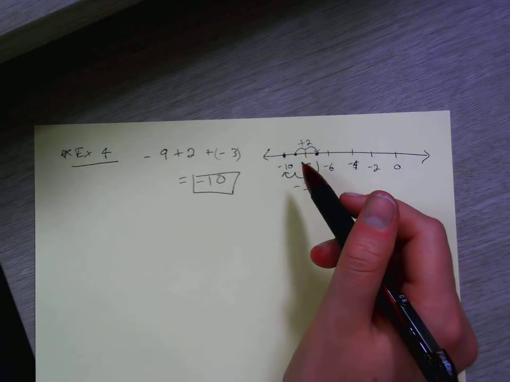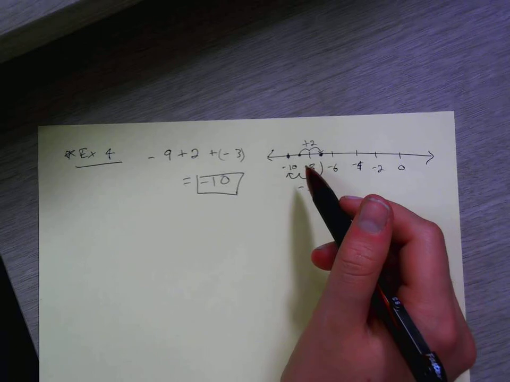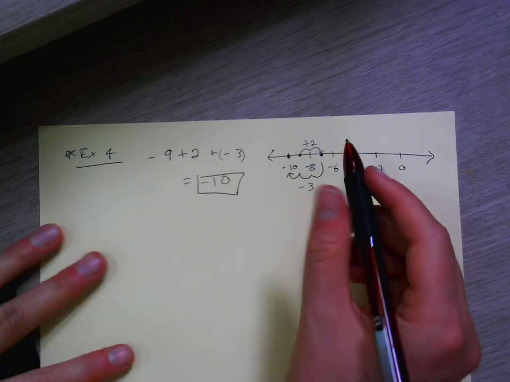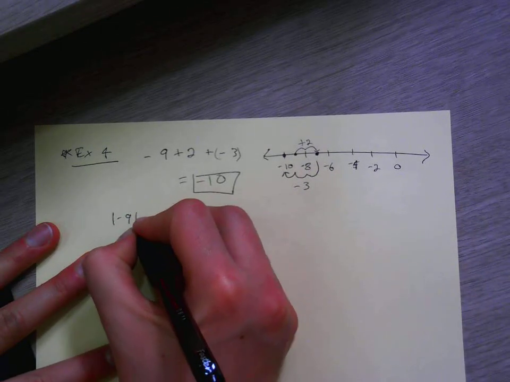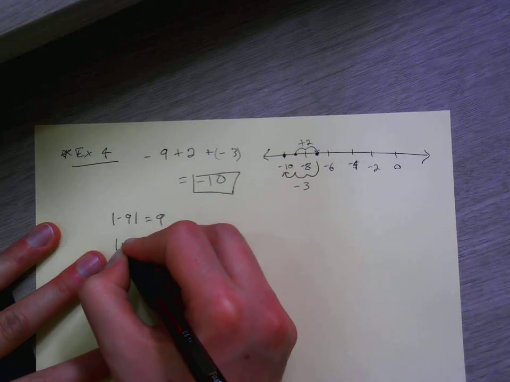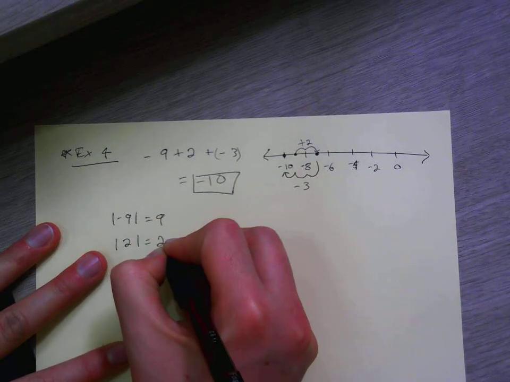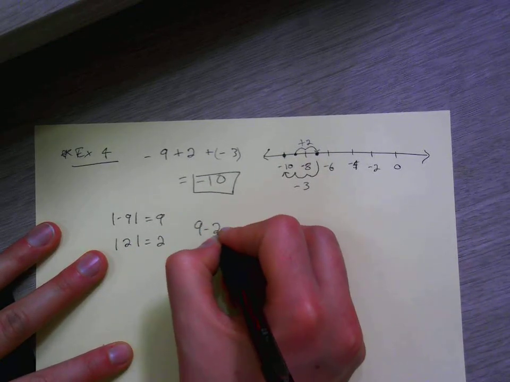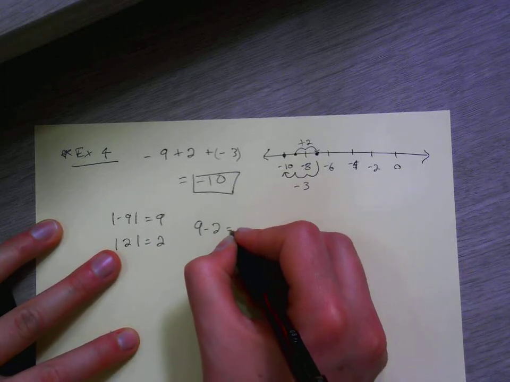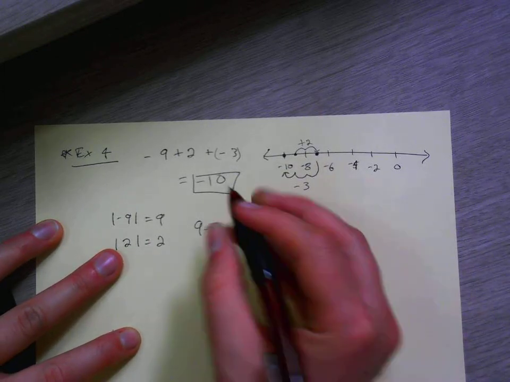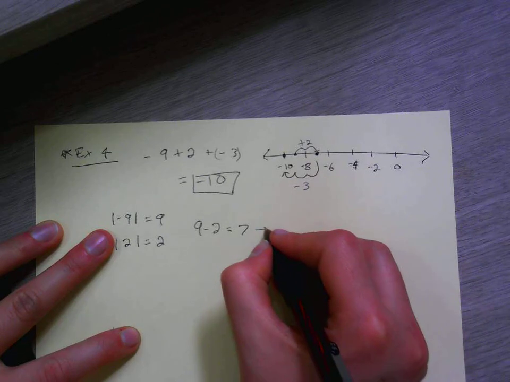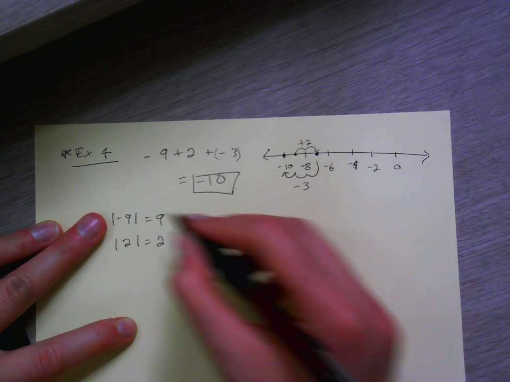Another method that you could do is, again, you could find the absolute values. You could say absolute value of -9 equals 9, absolute value of 2 equals 2. Then you go 9 minus 2 because 9 is bigger, and that equals 7. You take the sign of the largest one, which is the negative sign, so it's -7.